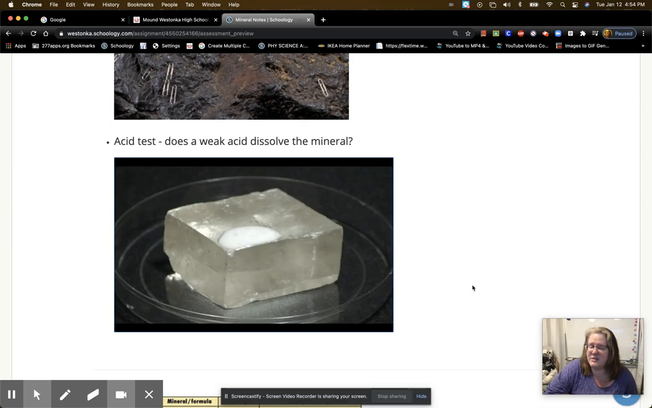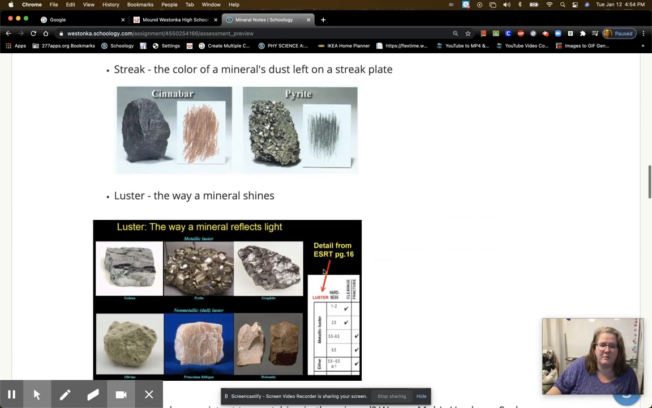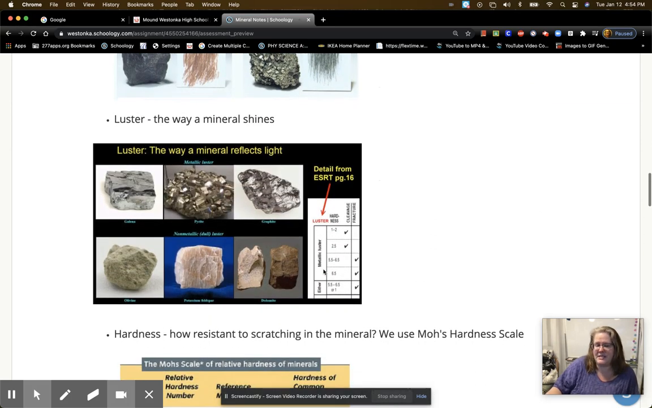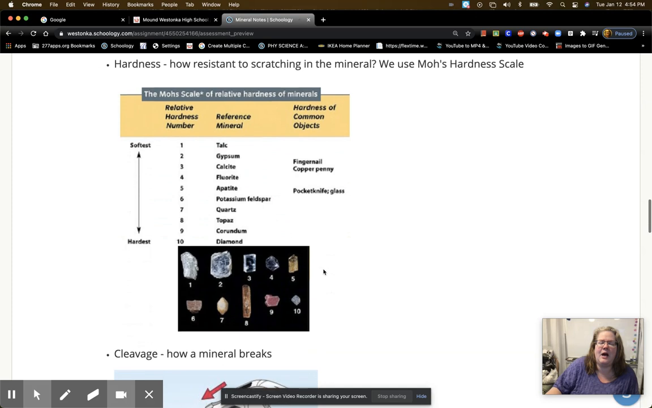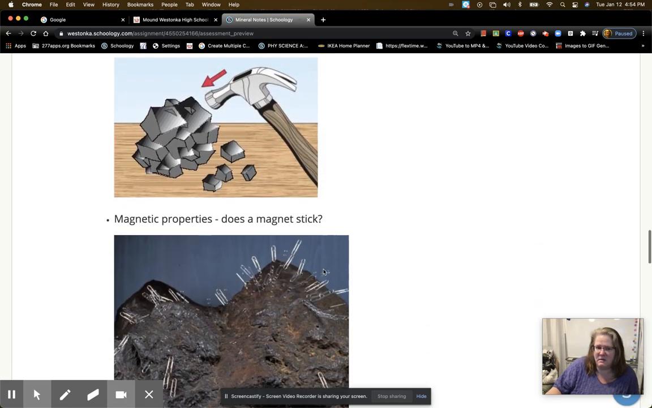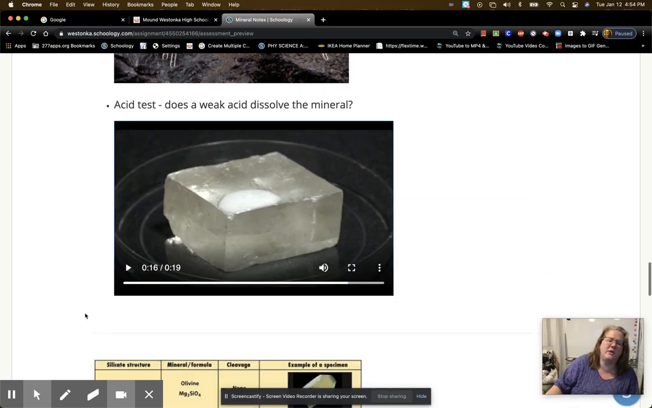So these are the characteristics. When we're looking at a mineral, we're looking at its color, its streak, and its luster, metallic or non-metallic. We're looking at how hard it is. Does it break in clean planes? Is it magnetic, and does it fizz with acid? These are just some of the basic tests that we can do in class.